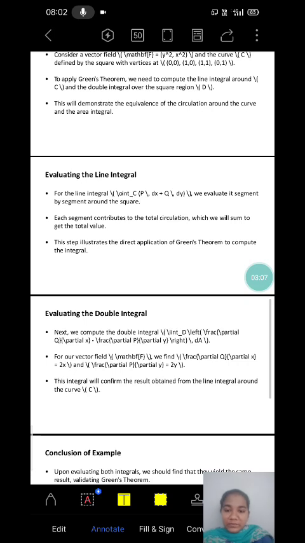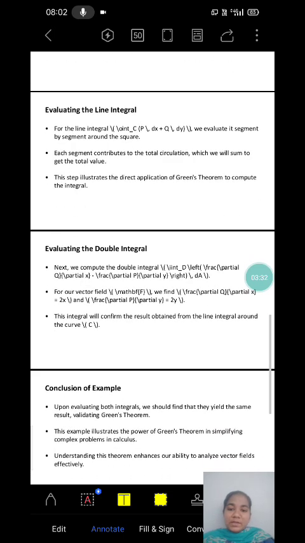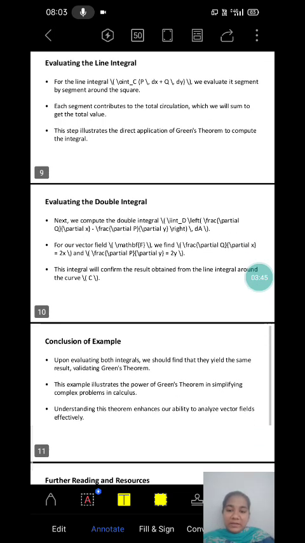Evaluating the line integral. For the line integral over C of P dx plus Q dy, we evaluate it segment by segment around the square. Each segment contributes to the total circulation, which we will sum to get the total value. This setup illustrates the direct application of Green's theorem to compute the line integral.